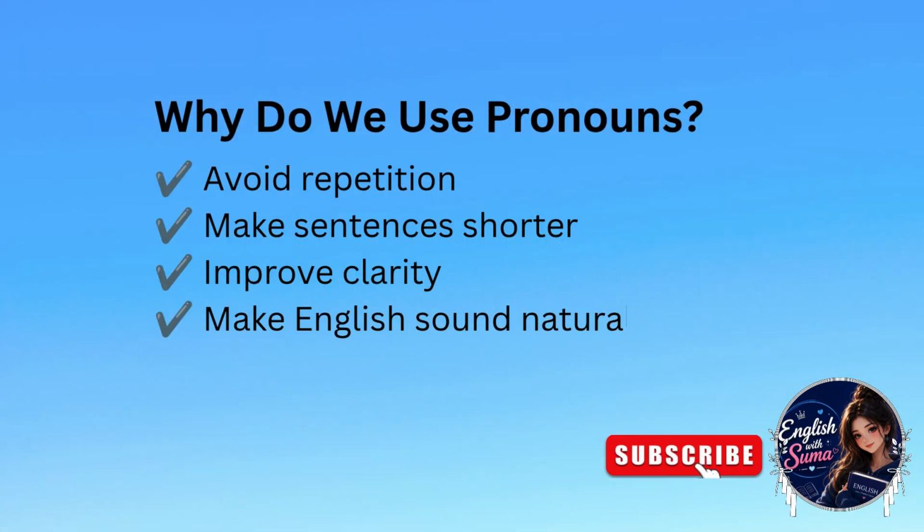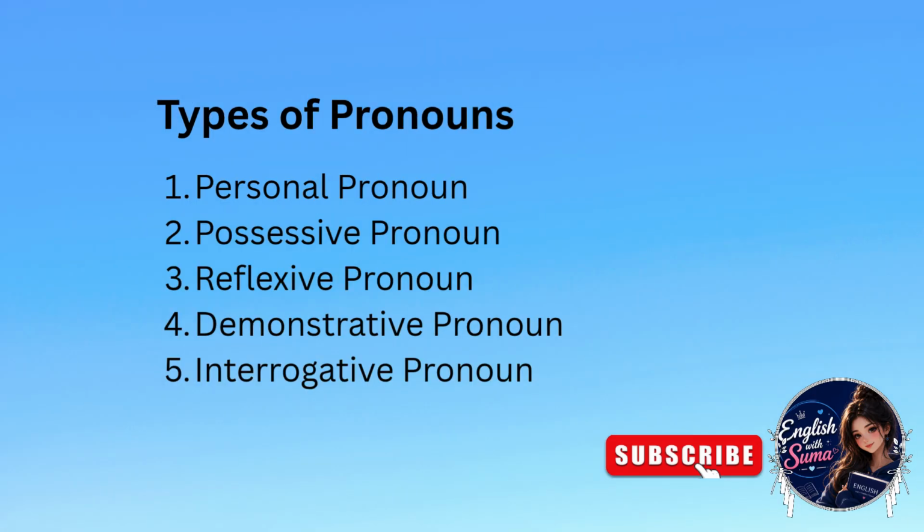Pronouns make our English better. They help us avoid repeating the same nouns, make sentences shorter, improve clarity, and make our speaking and writing sound more natural. There are many kinds of pronouns, but today we'll learn the 5 most common types: personal pronouns, possessive pronouns, reflexive pronouns, demonstrative pronouns, and interrogative pronouns.